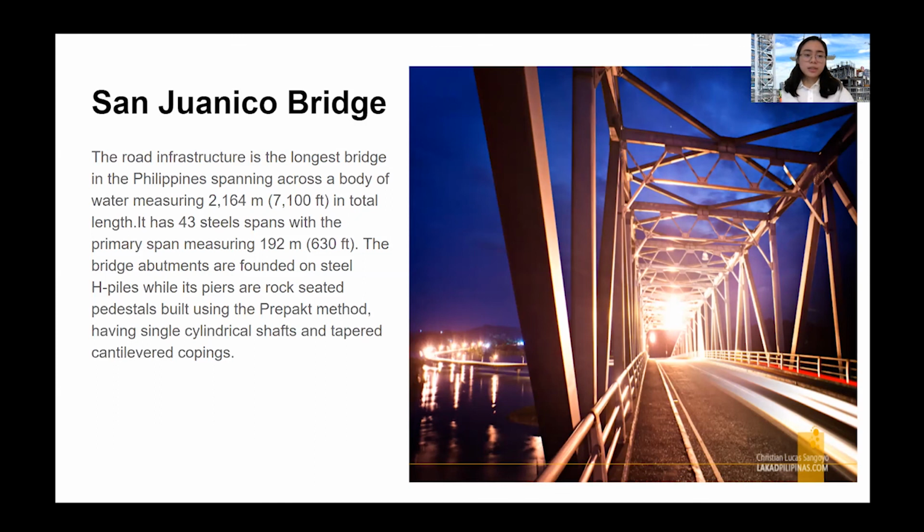It has 43 steel spans with the primary span measuring 192 meters. The bridge abutments are founded on steel H-piles, while its piers are rock-seated pedestals built using the pre-pack method, having single cylindrical shafts and tapered cantilevered copings.